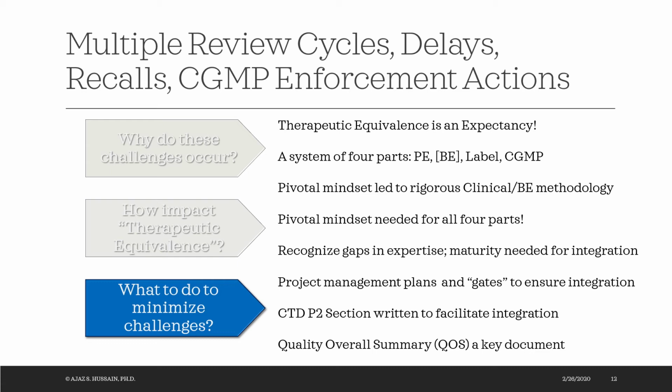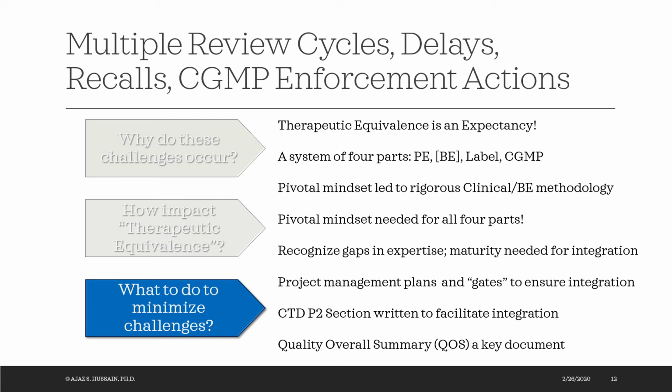Therapeutic equivalence is a system of four parts in the generic context: pharmaceutical equivalence, when necessary bioequivalence, label, and CGMP. We have been focused on pivotal bio, and our laws and regulations have also underscored pharmaceutical equivalence, as exemplified by color and shape of tablet being important in the real world. So instead of looking at parts of the system, let's integrate pharmaceutical equivalence, when necessary bioequivalence, label, and CGMP.